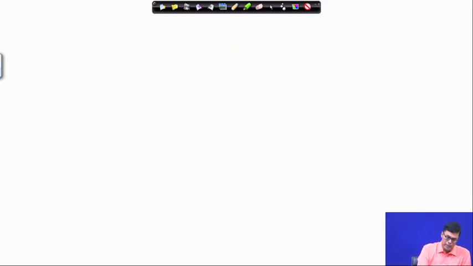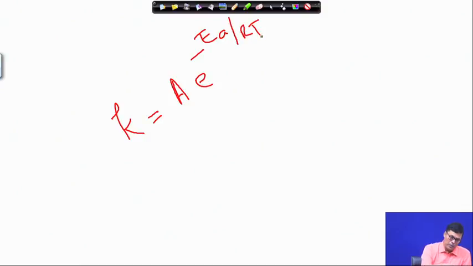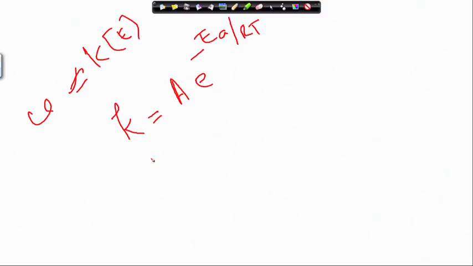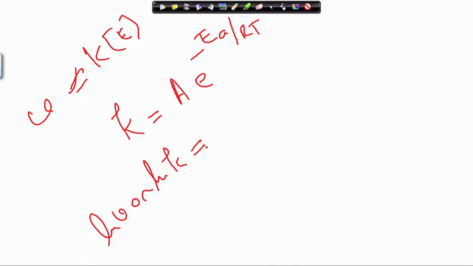Now, when you write the Arrhenius equation, K equal to A e to the power minus E A by R T, am I right? Now, we have already shown that K is equal to K into E, so it is proportional to V, am I right? So, I can write ln K, or I can write ln V, equal to ln A minus E A by R T.